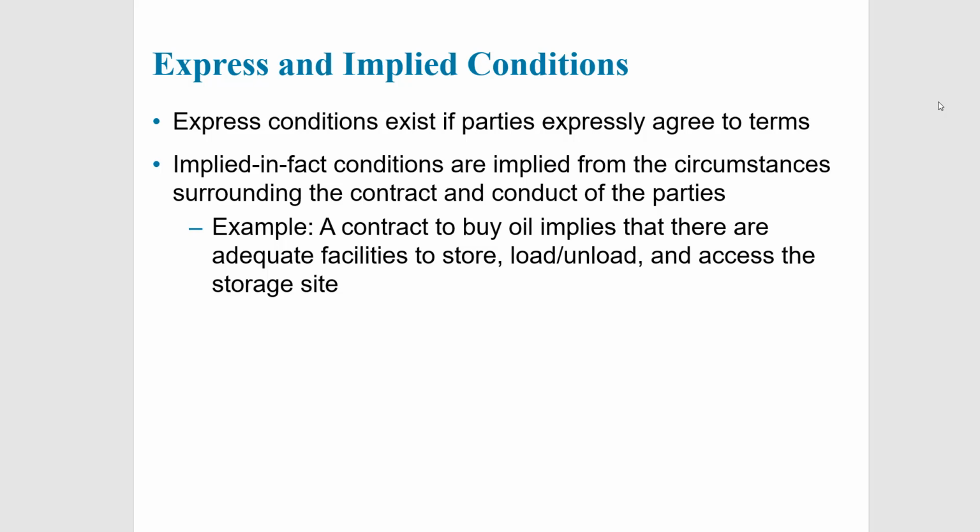Express conditions exist when the parties expressly agree on those terms, generally written down in the contract language, so it's easy to tell what's expressed. There are some implied conditions that can be part of a contract. Those would be based on the circumstances surrounding the contract and the conduct of the parties involved.